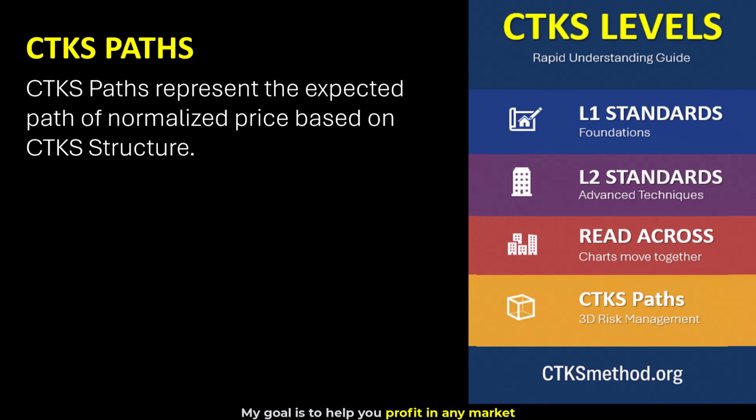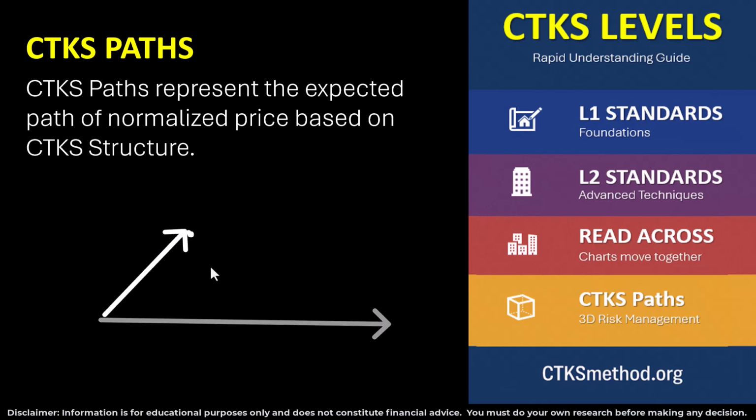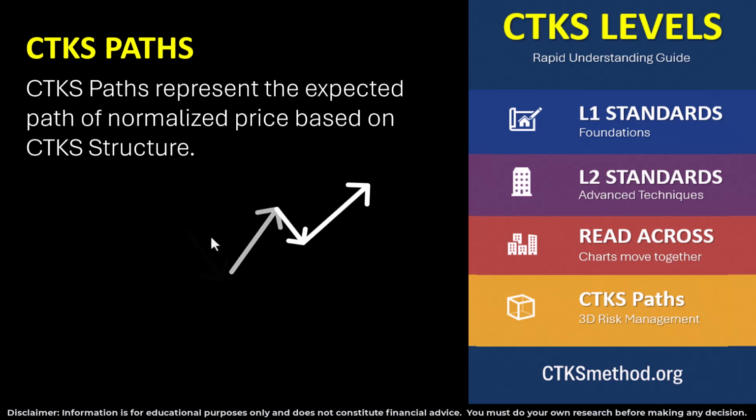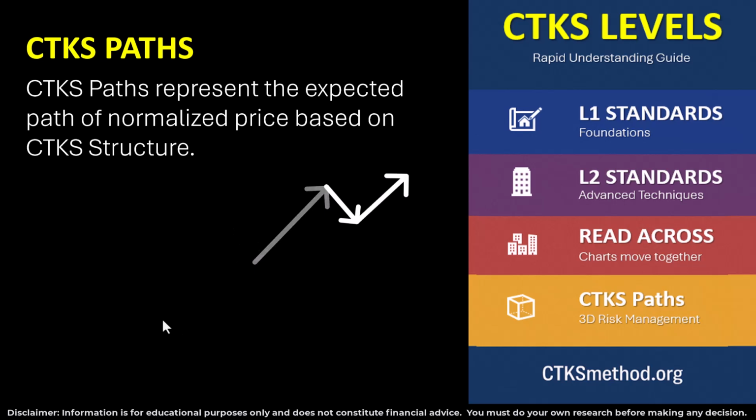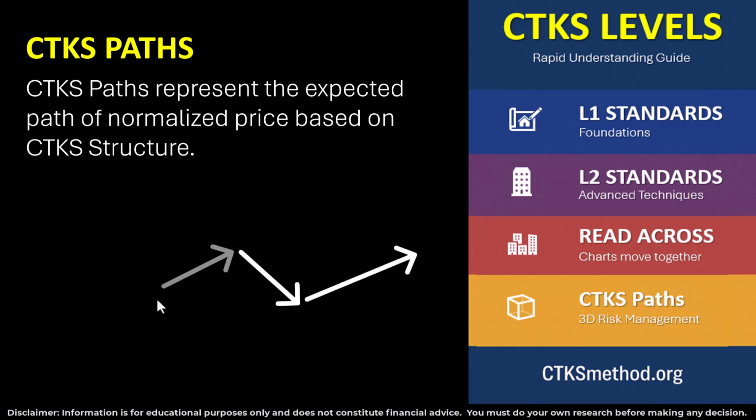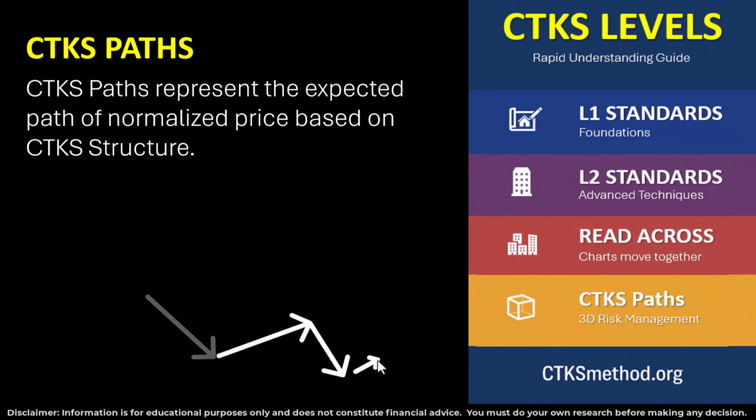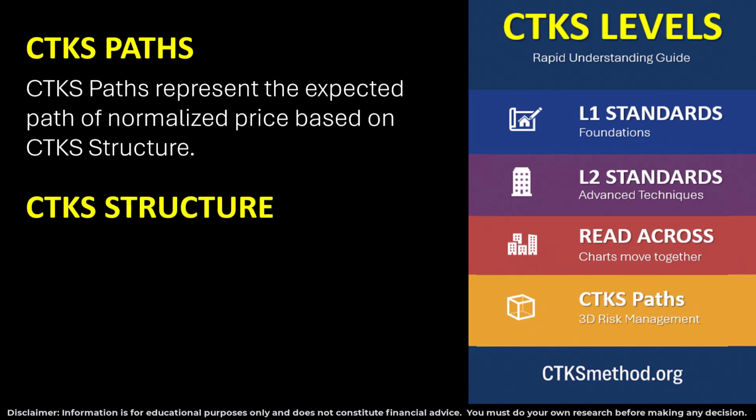But the understanding is that the chart will have a degree of structure throughout the month, and how price moves is directly associated to the structural levels. Therefore, when doing 3-dimensional risk management, we have an up path, a neutral path, and a down path. Now, these paths are all structurally related to each other. Therefore, understanding CTKS structure is quite an important thing to do.